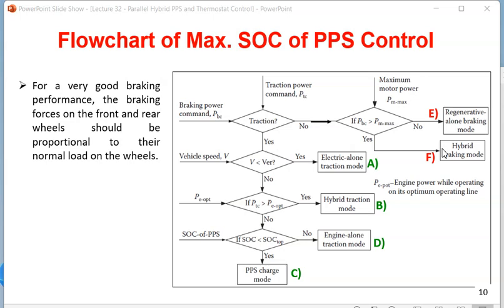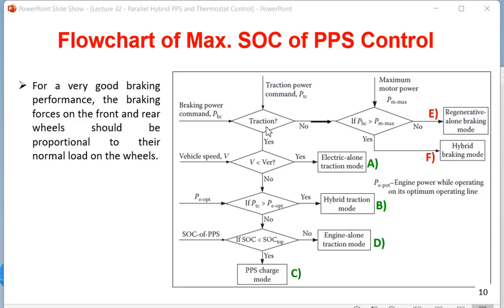Now let us see the flow chart for maximum SOC of PPS control. In this case, first we are going to see what are the commands from the driver. So what are the traction power commands? That means what is the acceleration, what is the brake, what is the direction command. So acceleration command and brake command, we will compare them in a decision box. Then we will find whether it is traction or it is brake.